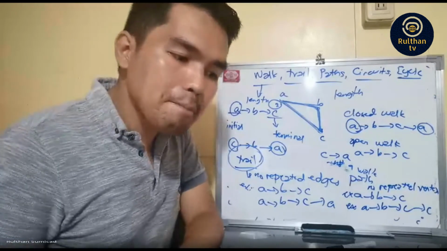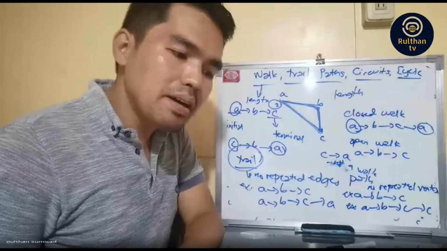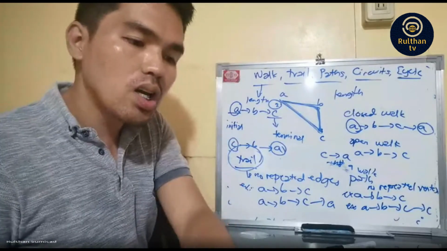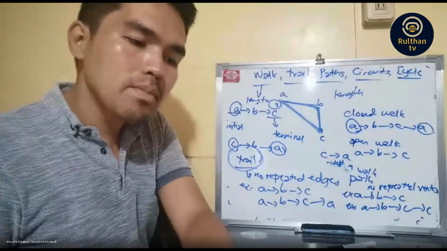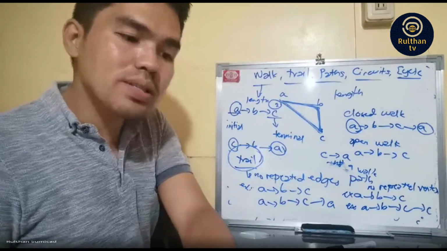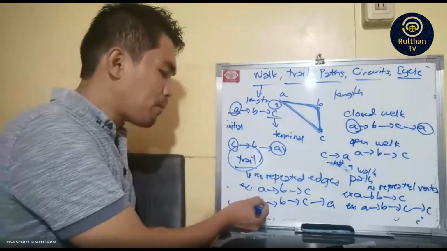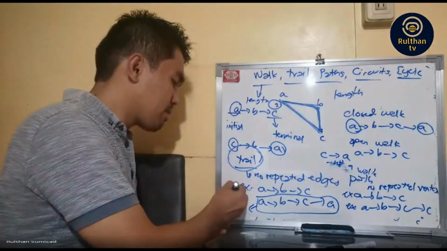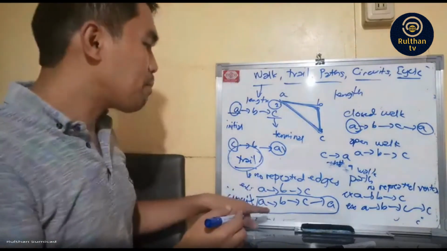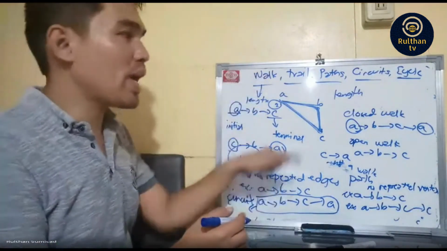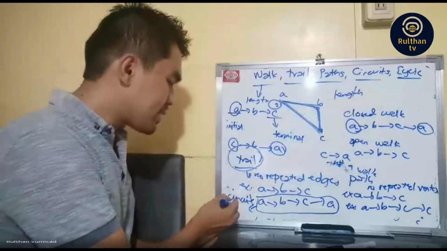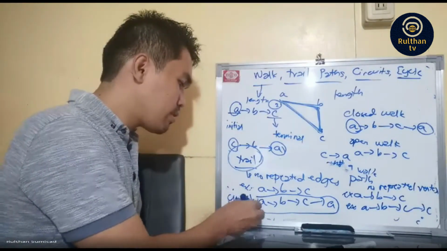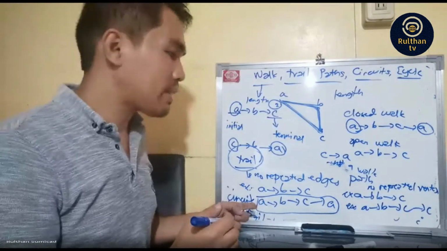A circuit is simply a vertex to itself. It's actually a closed trail from a vertex. So this is an example of a circuit. Meaning to say, no repetition of edges and it's closed. So it's a closed walk, or a closed trail. A circuit is a closed trail.